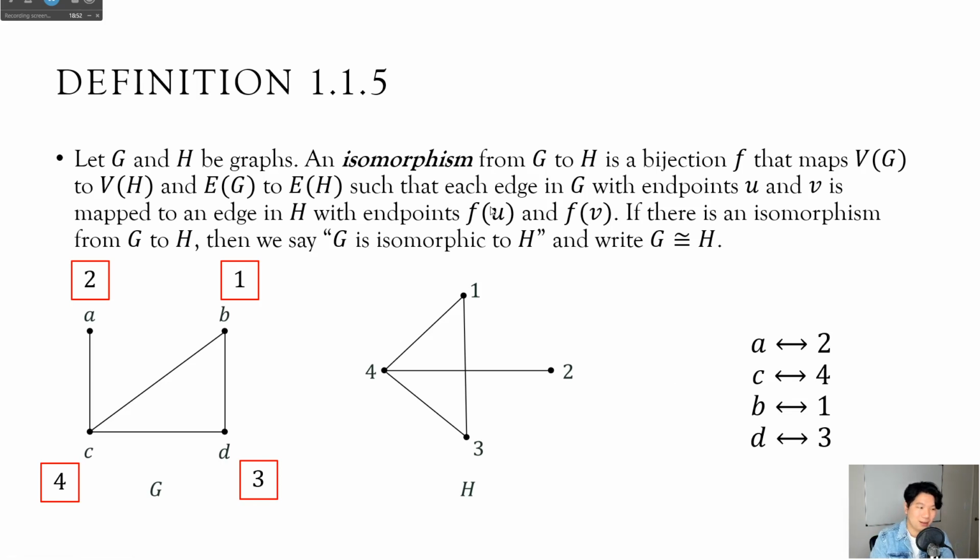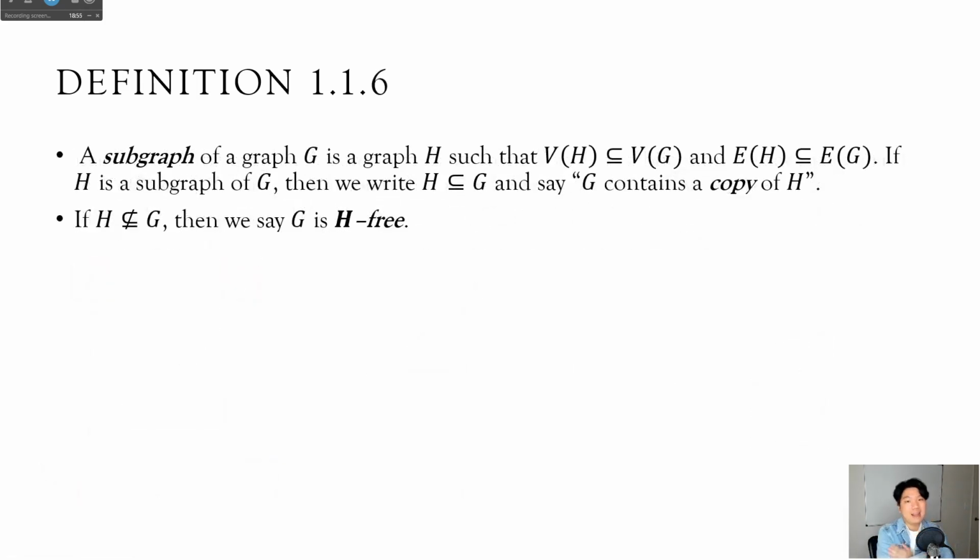Next thing I'm going to talk about is subgraphs. A subgraph of a graph G is a graph H such that my graph H has either the same vertices or fewer vertices, and the edges in H are a subset of the edges of G. If H is a subgraph of G, we use a special notation: H is a subset of G, or we might say G contains a copy of H. If H is not a subgraph, then we can just say that G is H-free.